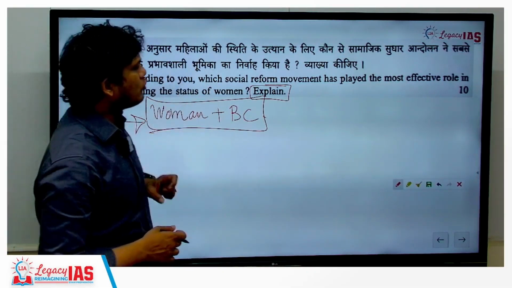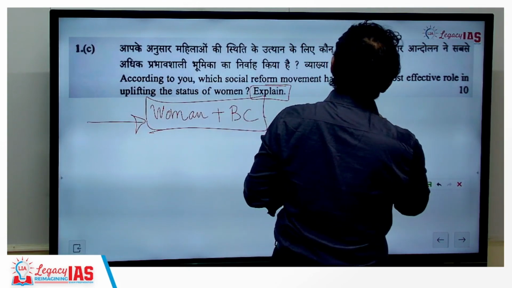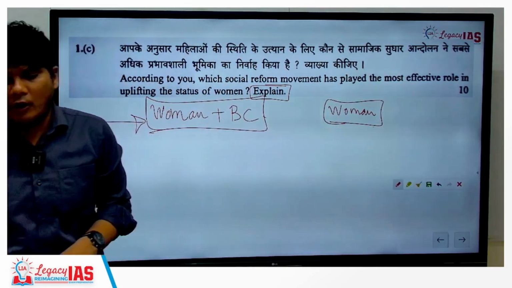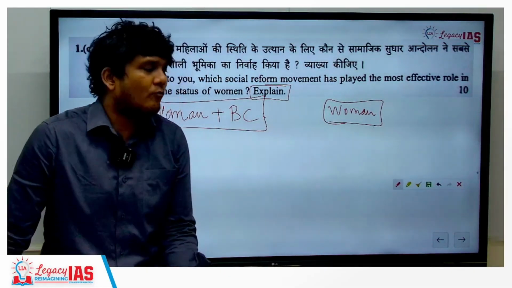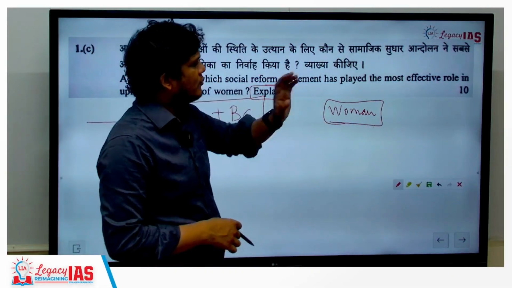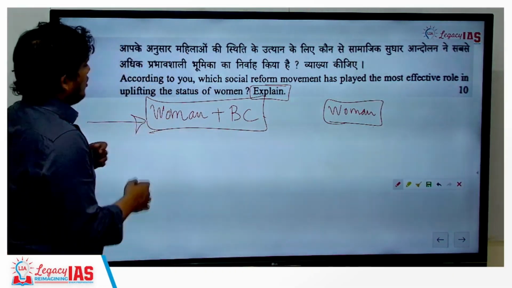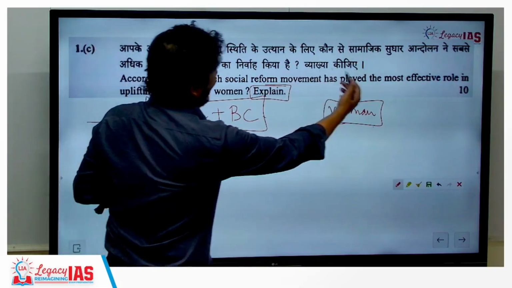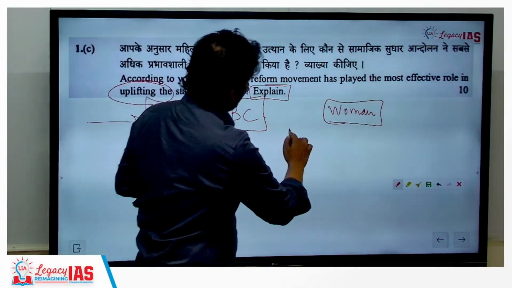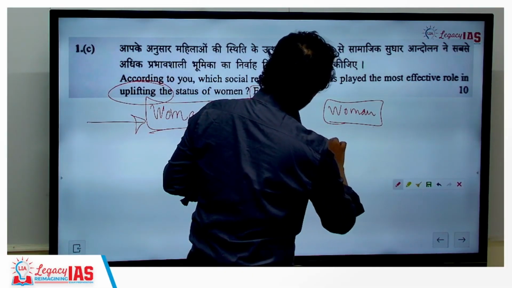you can also choose to have a women-specific movement. You can talk about remarriage, you can talk about the banning of sati, the remarriage movement by Ishwar Chandra Vidyasagar. So all those movements are what you are going to talk about. Now, when you are saying that it has played the most effective role in uplifting the status of women, you will then have to give reasons for that.